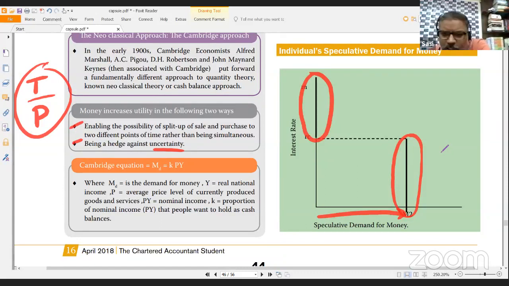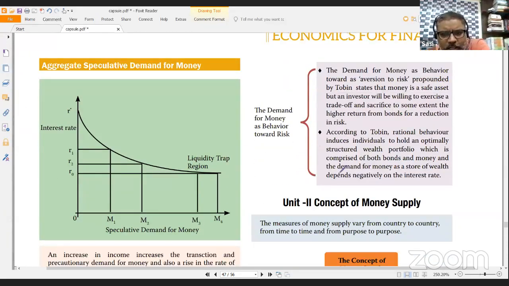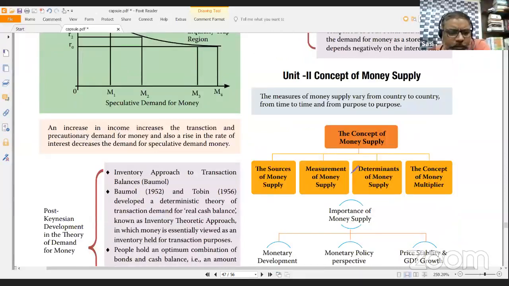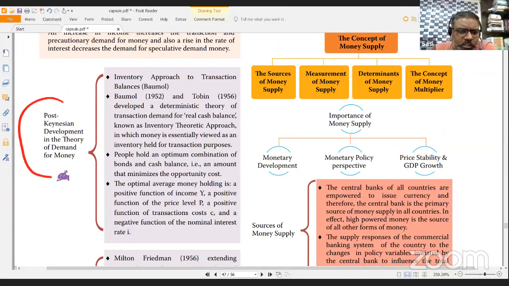And they will not keep any cash now if the interest rates are high, because in future, if the interest rates go low, the bond prices will become high and they can sell these bonds and make money. That is the speculative demand for money according to Keynes, and that is one of the important theories, liquidity preference theory.